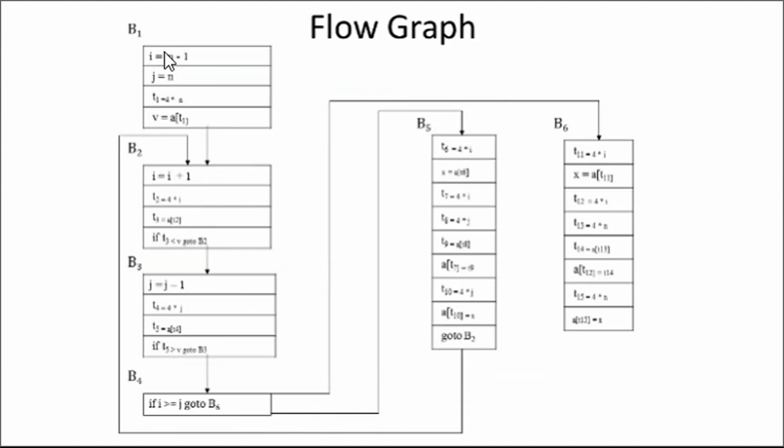From line number 1 we get block B1. Line number 5 onwards we get block B2. We have block B3, and we have blocks B4, B5 and B6. We show that after B1 control goes to B2, after B2 control goes to B3, after B3 control goes to B4, and after B4 control goes to B5. And again here we have go to 5, that's why we go back to B3.